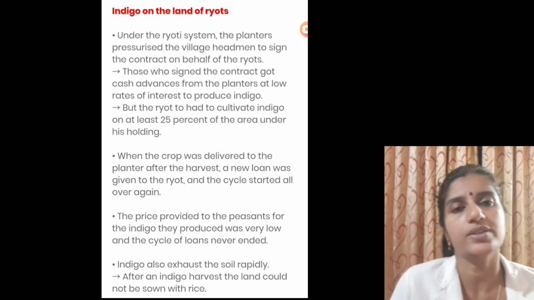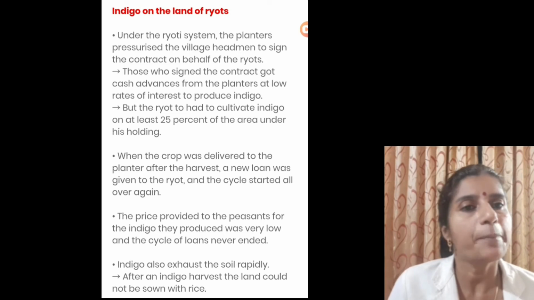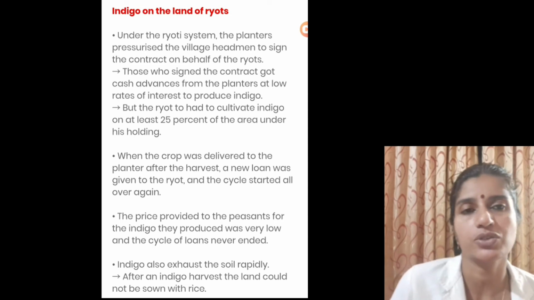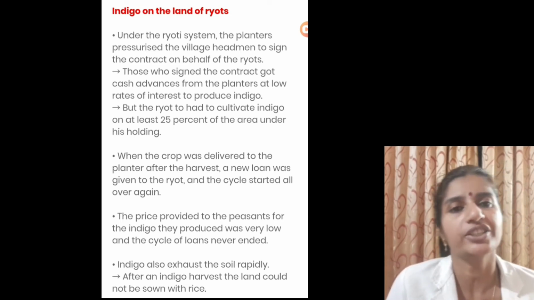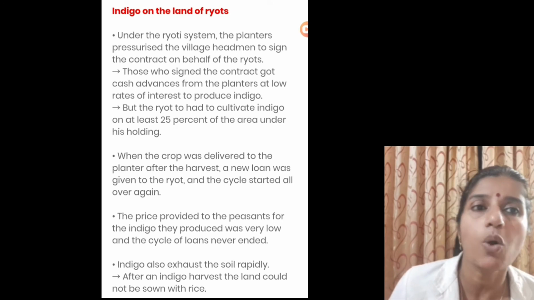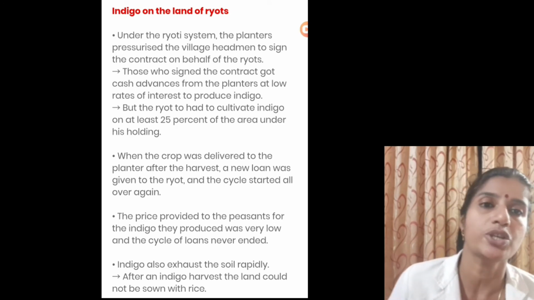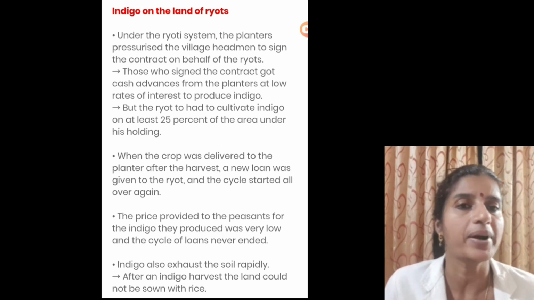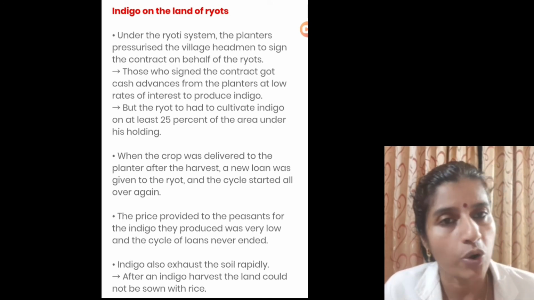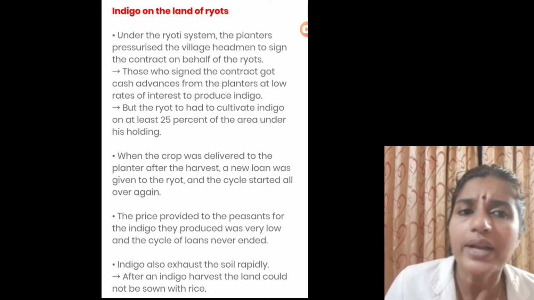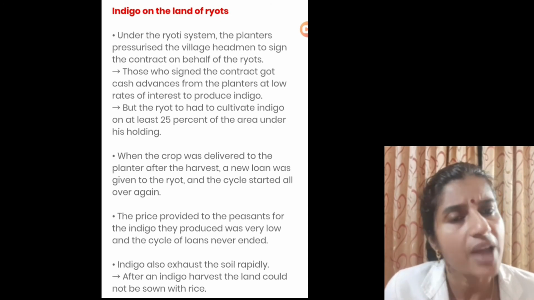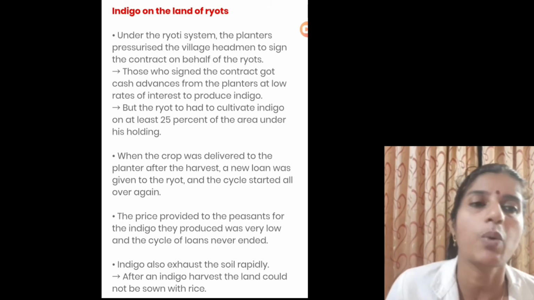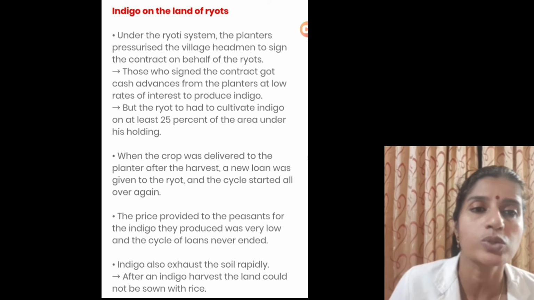Next, about the ryoti system. Under the ryoti system, the planter pressurized village headmen to sign the contract on behalf of the ryots. Those who signed the contract got cash advances from the planters at a low rate of interest to produce indigo. But the ryot had to cultivate indigo on at least 25% of the area under his holding. It was compulsory. When the crop was delivered to the planter after the harvest, a new loan was given to the ryot. But the price provided to the peasants for the indigo was very low.